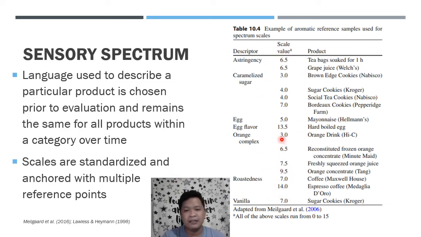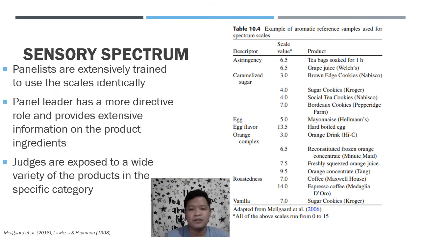So definitely the scales are numerical in nature and always from 0 to 15. So since there's no more generation of terms, it's more of selection already, the majority of the panelists' training time will focus on just using the scales. And the panel leader is like a director, okay?